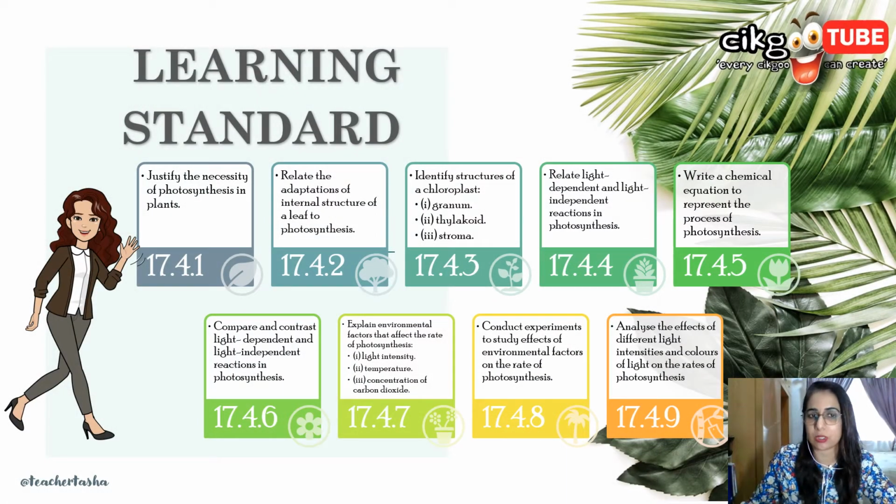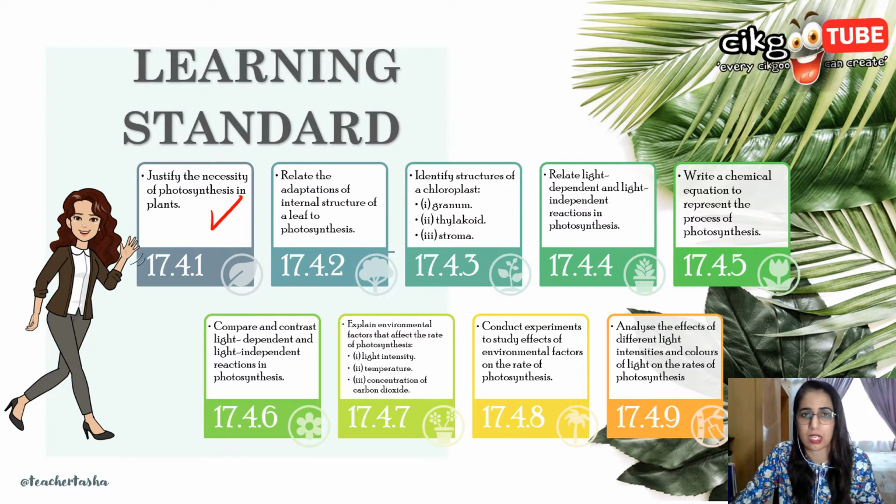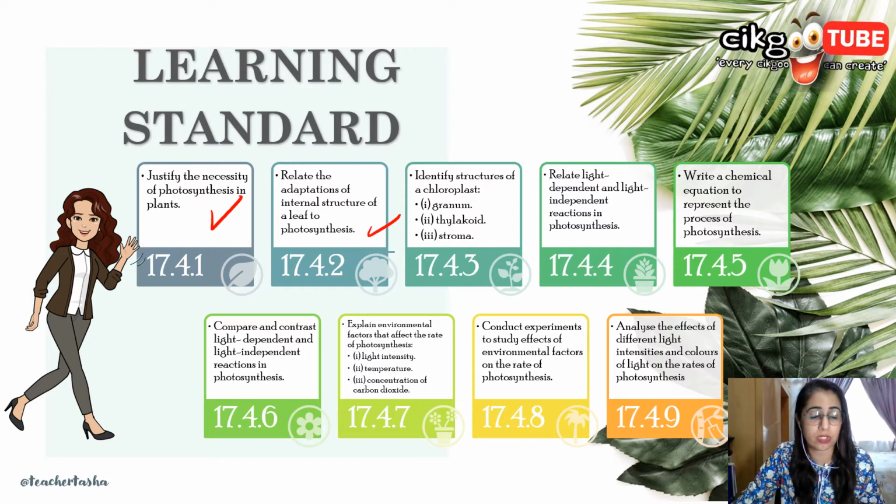As usual, let's go through the learning standard. The first one is to justify the necessity of photosynthesis. Why is photosynthesis important? Then relate the adaptation of the internal structure of the leaf to photosynthesis. So you have to know the internal structure. I think we have seen this in Form 4, Chapter 2, the internal structure of the leaf, but we are going to go into detail in this chapter.